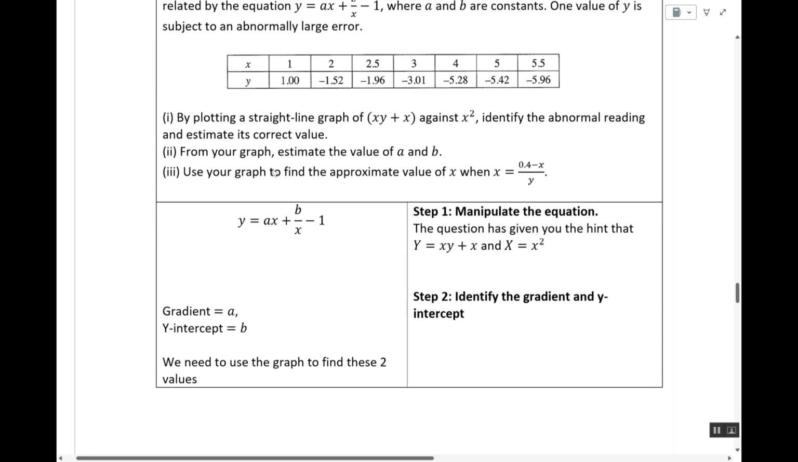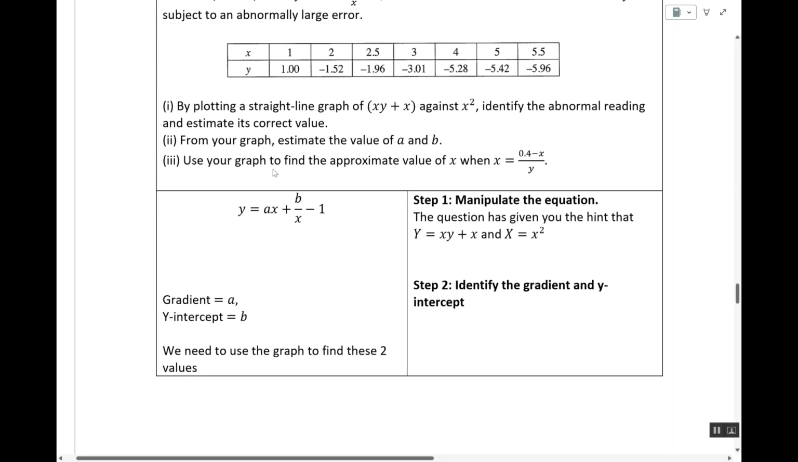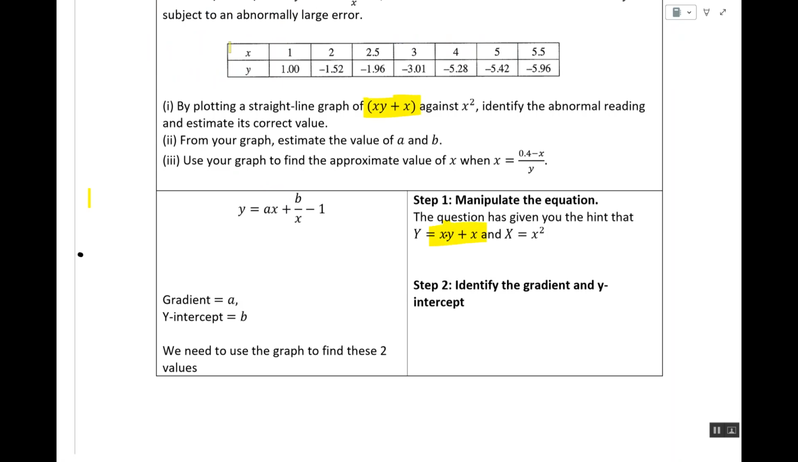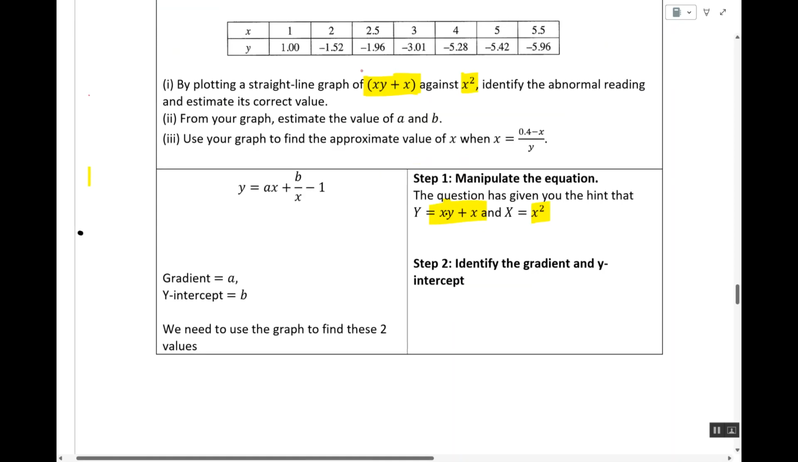So first things first, it's just like when I ask you to plot a graph of y against x. Now your big Y is the xy plus x here. Your big X is the x squared. So given the original equation that you have, you need to manipulate it into the form such that on the left hand side you have xy plus x, and on the right hand side you also have x squared.